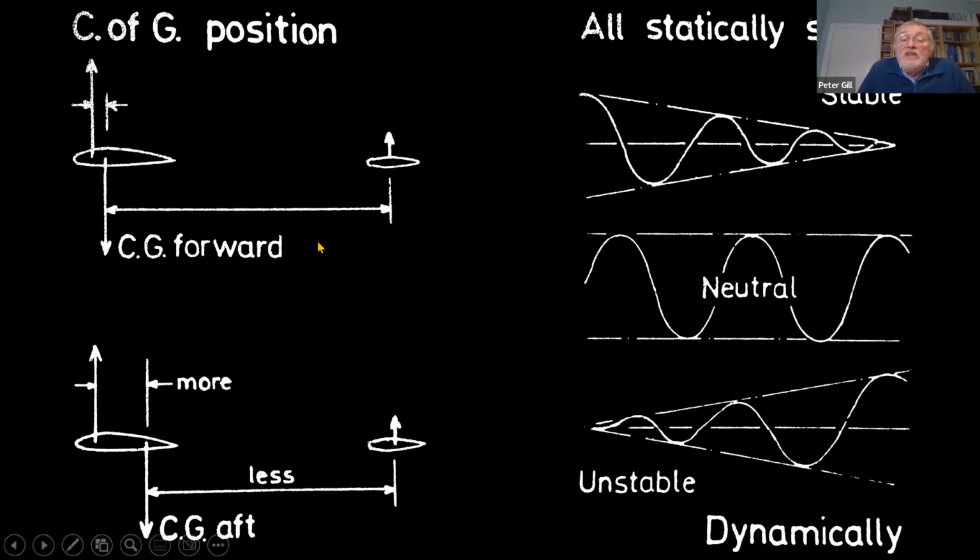And stability is apparently straightforward for gliders, but there's more variation than you imagine. Nearly all gliders are statically stable. That is, if you trim them out 50 knots and let go, they'll carry on flying at 50 knots. It'd be quite surprising to find there were some, the very early LS1s were not even statically stable. In other words, you might trim it out at 50, but pretty soon it would start increasing or decreasing.